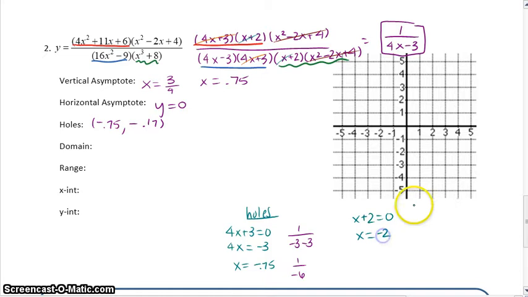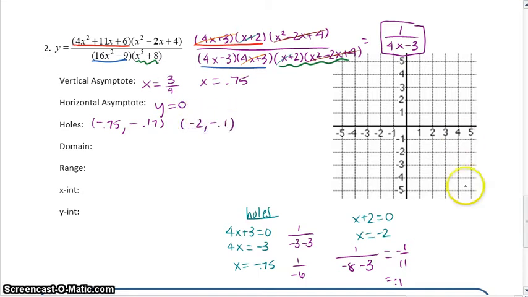Okay, so let's look at our next hole: x plus 2, set that equal to 0. So we should get an x value of negative 2, so plug that into your original equation, and you should get 1 over 4 times negative 2 is negative 8, minus 3, so that's negative 1 over 11, which as a decimal is roughly negative 0.1. So then that would give us a second hole at negative 2, negative 0.1.